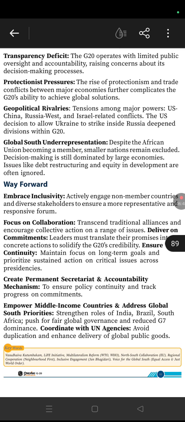And the Global South is underrepresented as the major voice remains in the hands of developed nations. So what we can do to way forward to tackle these challenges: first, we have to embrace inclusivity. Second, we have to ensure continuity. We have to focus on long term goals and track the progress on commitments, and we have to empower the middle income countries and Global South priorities. We can coordinate with UN agencies also.